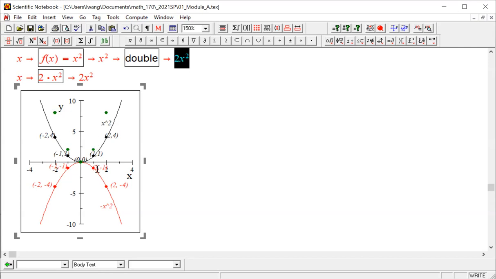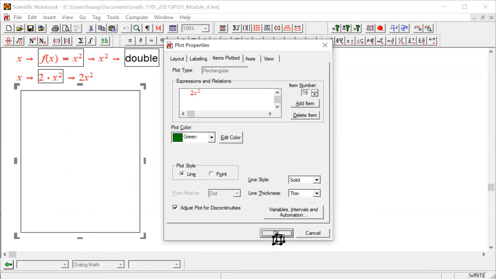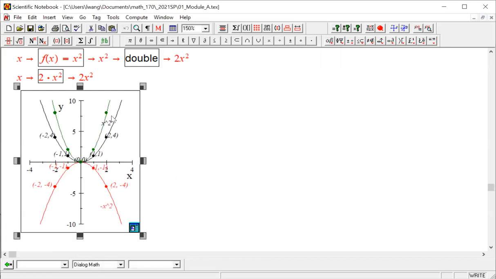Okay, the input stays the same. The output is higher. So when we connect the dots, we're going to get the green curve, which becomes more narrow than x squared.